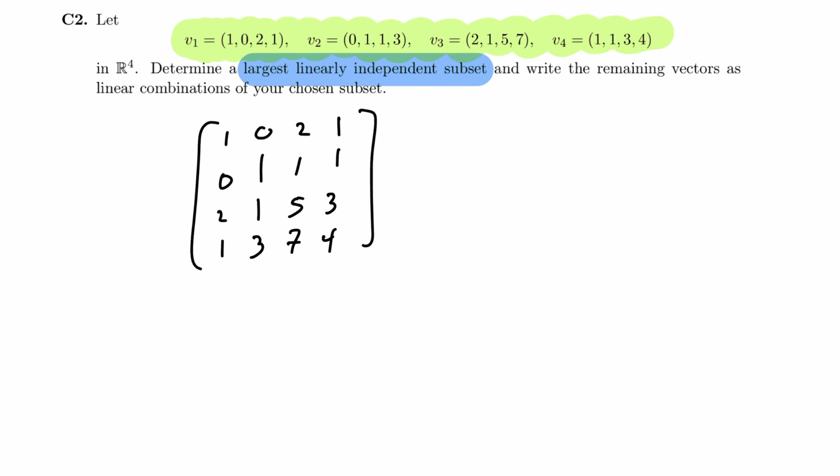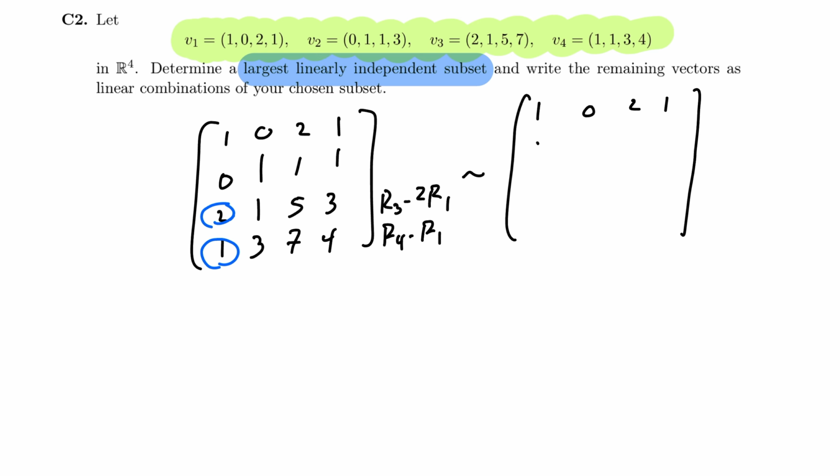So let's go ahead and eliminate these 2 entries. This will be row 3 minus twice row 1. This will be row 4 minus row 1. Again, I'm not touching the first row, so write it back down. Not touching the second row. And this will be 0, 1, 1, 1. And then this will just be 0, 3, 5, 3.